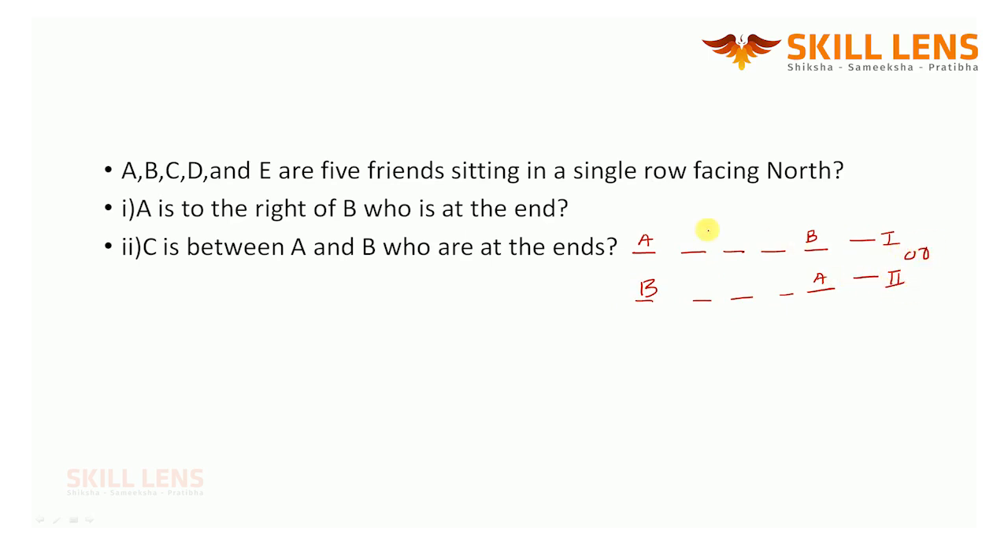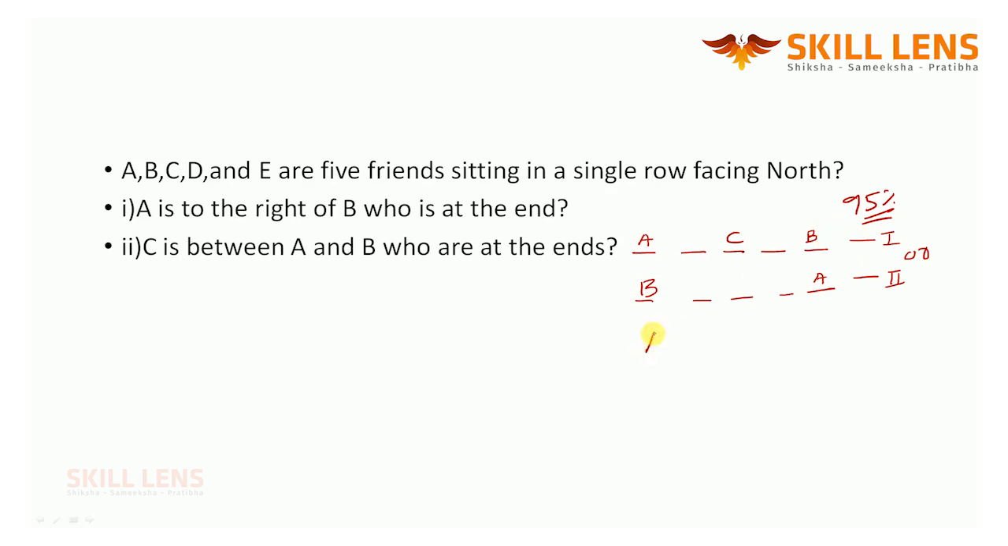Why? Because who are at the ends? In this position also A is at one end, B is at another end. In this arrangement also, B is at one end and A is at another end. So my point is, both are correct. And C is between A and B. So where should I place C now? I have 3 positions vacant. 95% of the people, if they are beginners, will place C here. But the point is this: ignore A and B, that's a different case. A may come here, B may come here.